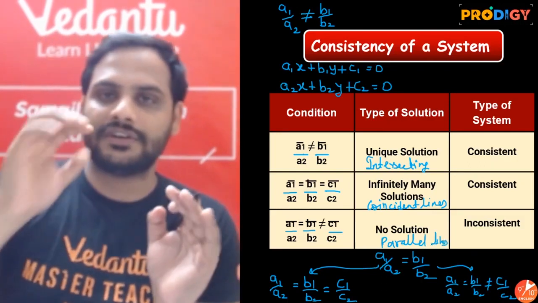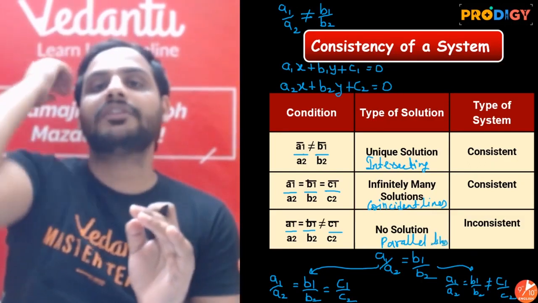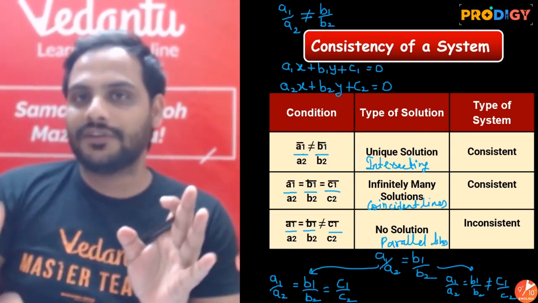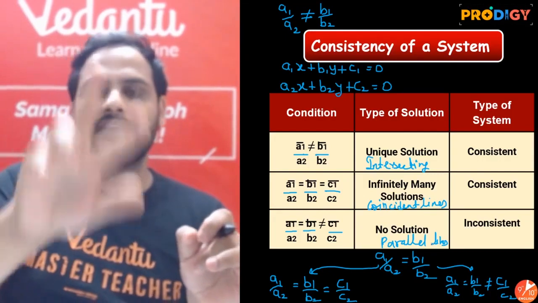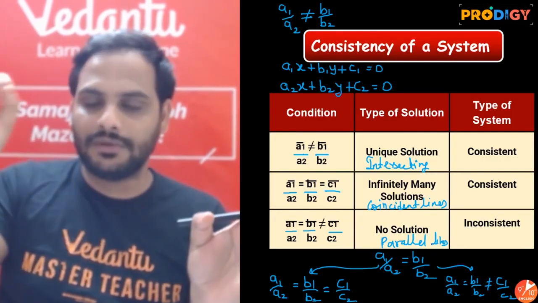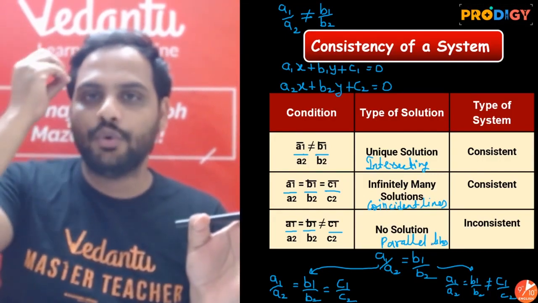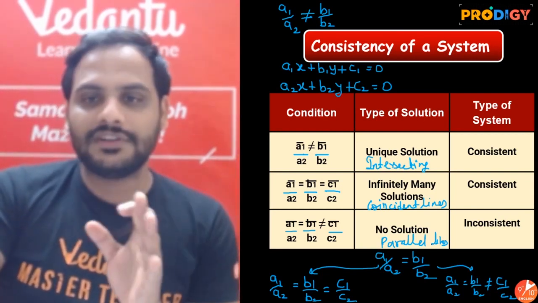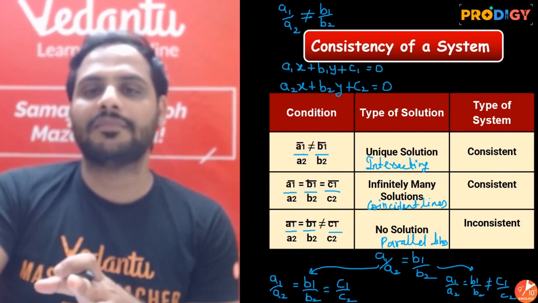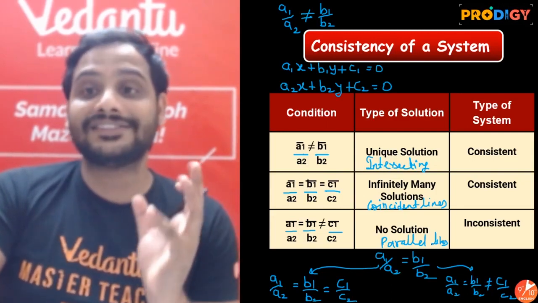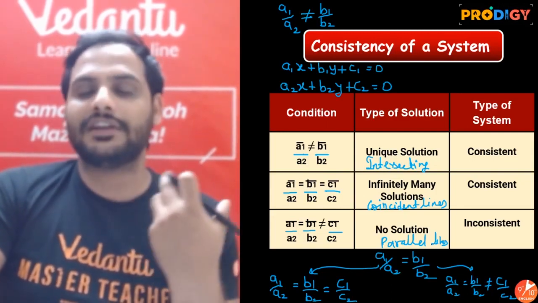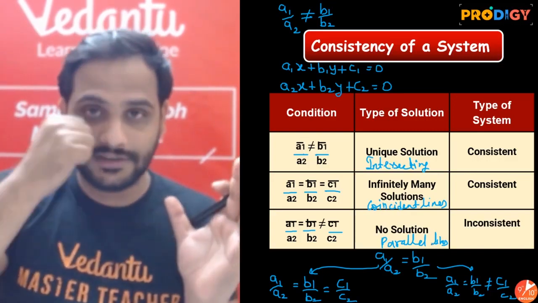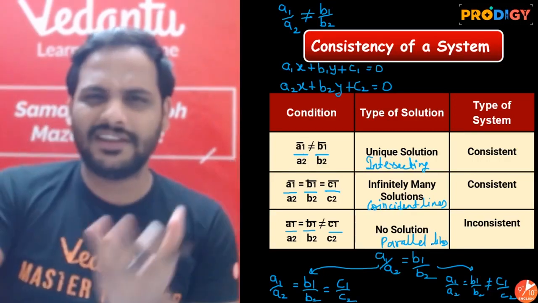Alright beta, so remember, only if a1 by a2 and b1 by b2 are equal, we go for the value of c1 by c2. Otherwise, if a1 by a2 and b1 by b2 are not equal, directly it's a unique solution. No need to think about c1 by c2 at all. So these are the conditions which directly tell what will be the nature of the solution, whether there will be a unique solution, infinitely many solutions, or no solution at all. Very easy thing.